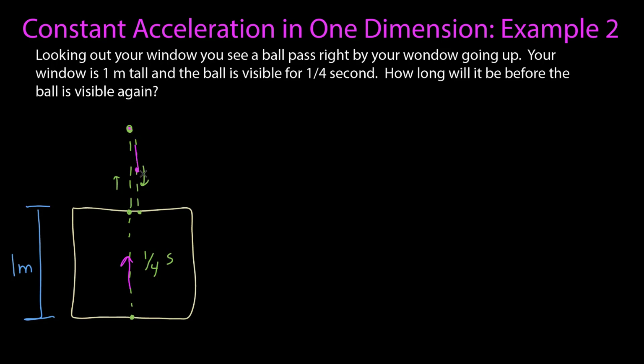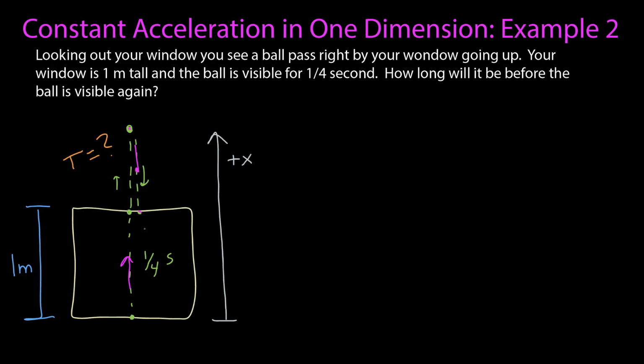Now I've offset the path here a little bit so I can see it, but it's all in one dimension, so it comes right back down on top of itself. Eventually, it gets to the upper edge of the window again, and then reappears. So when the question asks how long will it be before the ball is visible again, it means precisely the amount of time that the ball spends above the upper edge of the window. So how to find that?